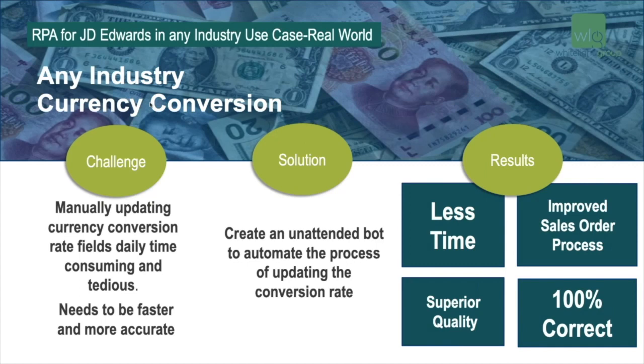We created a solution, an RPA solution, in Automation Anywhere. Actually, we created it in all three platforms. However, the demonstration is in Automation Anywhere. Some of the results: first of all, it does it nightly, and it takes less time for the user to do it. It's 100% accurate and improves the sales order process. So we created an unattended bot to automate this process.